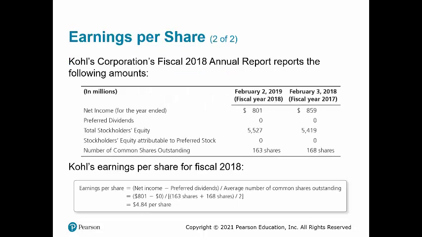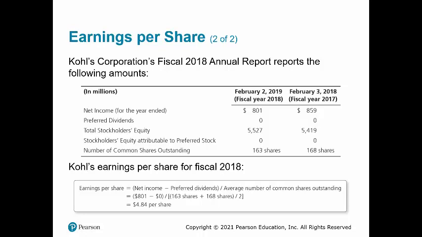So on this slide, we have information from Kohl's Corporation's fiscal 2018 annual report. So we have their net income for the years that ended February 2nd, 2019, February 3rd, 2018. They show they had no preferred dividends. We have their total stockholders' equity. We had no equity attributable to preferred stock. And then we have the number of common shares outstanding for both of the years. And these amounts are, of course, in millions.